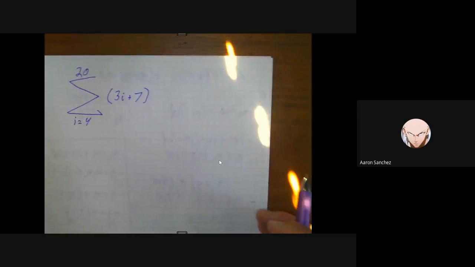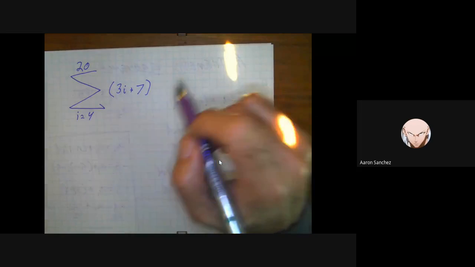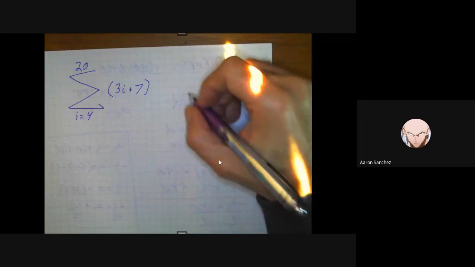Now, we want to find the sum. Notice I did something funny here. I have 4. We're not starting at 1. What's our equation to find the sum of an arithmetic sequence? Does anyone remember?